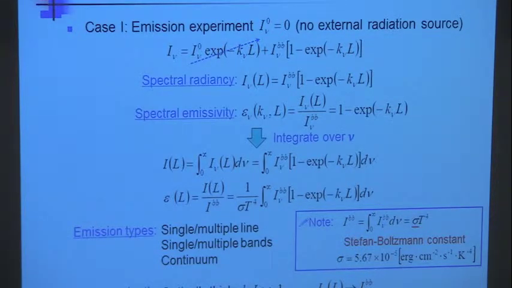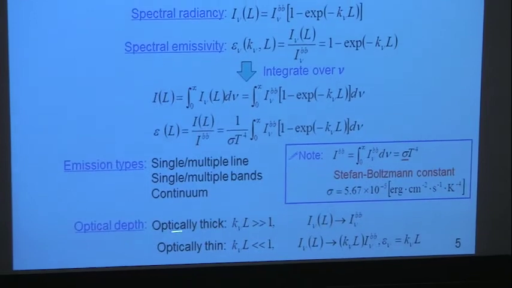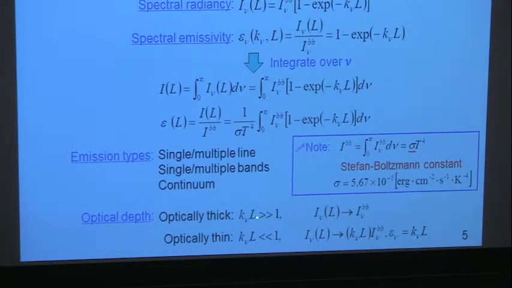Now we have to worry about whether we have lines or bands or continuum. There are different types of emission. The key is to consider the optical depth. It's either optically thick or optically thin.